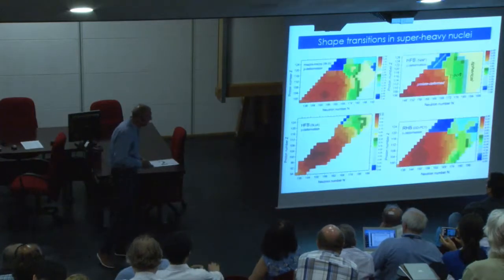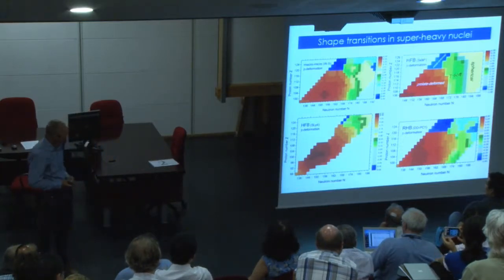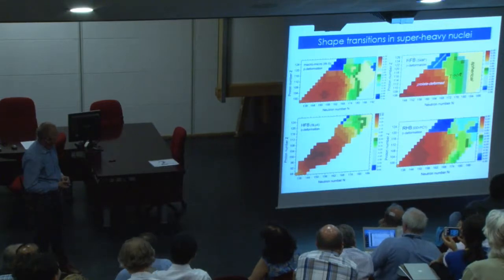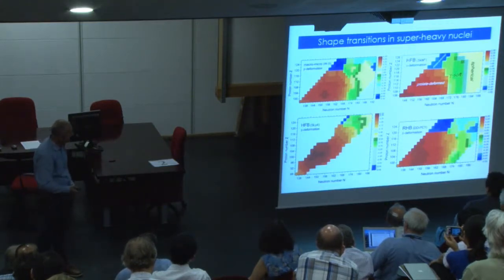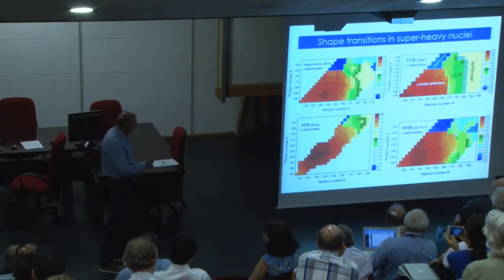And in fact, most models, macroscopic-microscopic and microscopic HFB, and here also two HFB calculations, the relativistic calculation, they predict strong shape variations in this region.